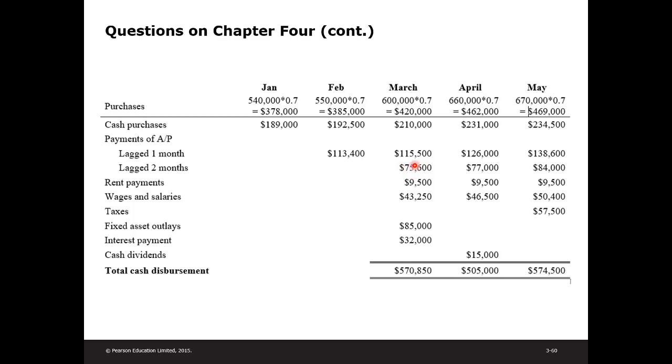Okay, so in order to calculate this figure, we need to multiply 20% by 378,000 to calculate the remaining payable for this purchase. And in the next months, we will calculate 20% of the total sales of February, which is $385,000. And for May, we will calculate 20% of the 420,000 purchases of March. So we have calculated the cash purchases and payables of these purchases.